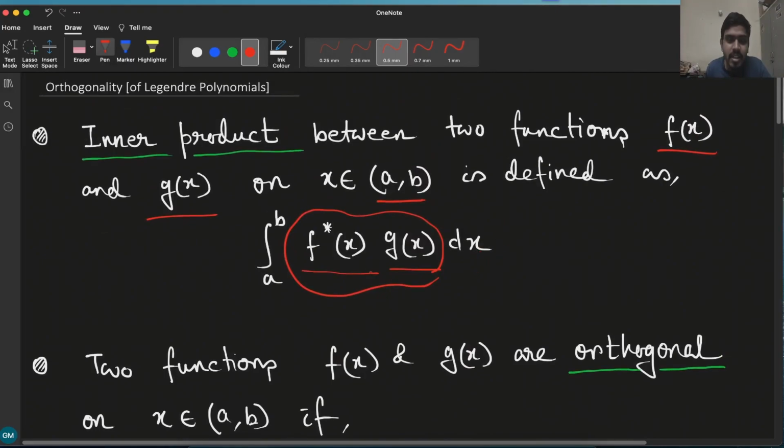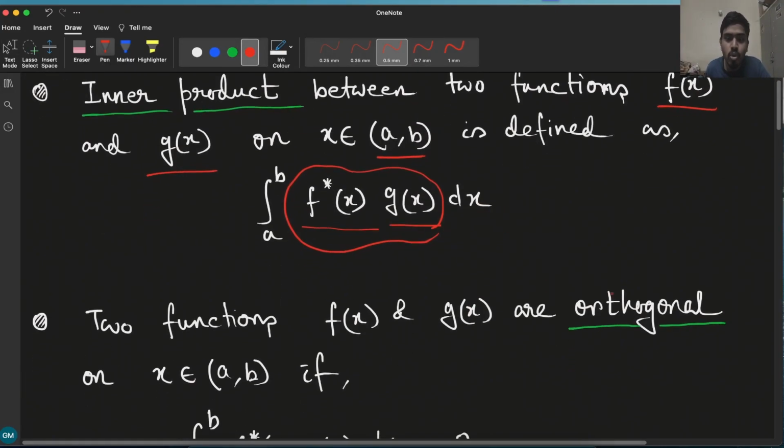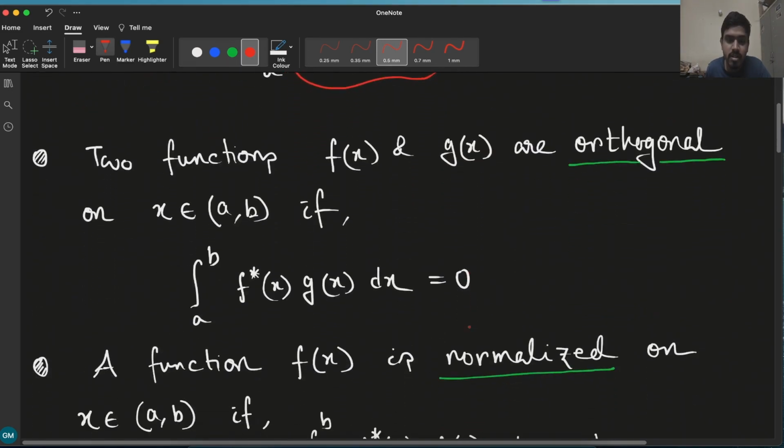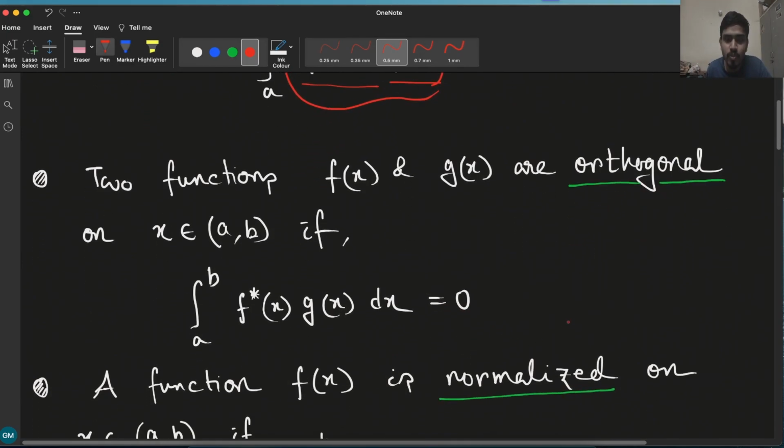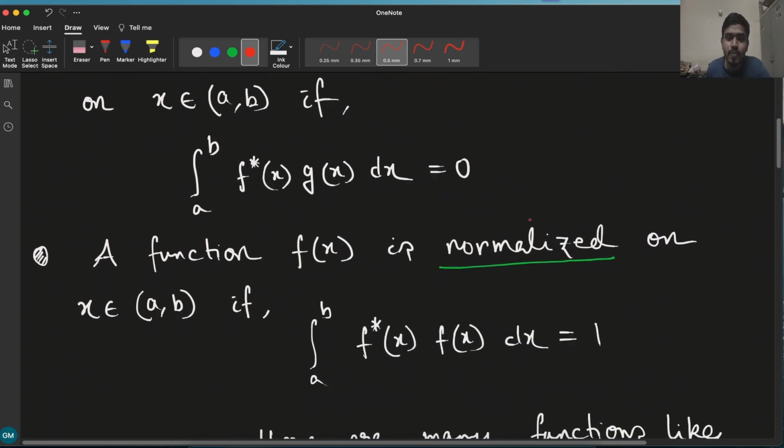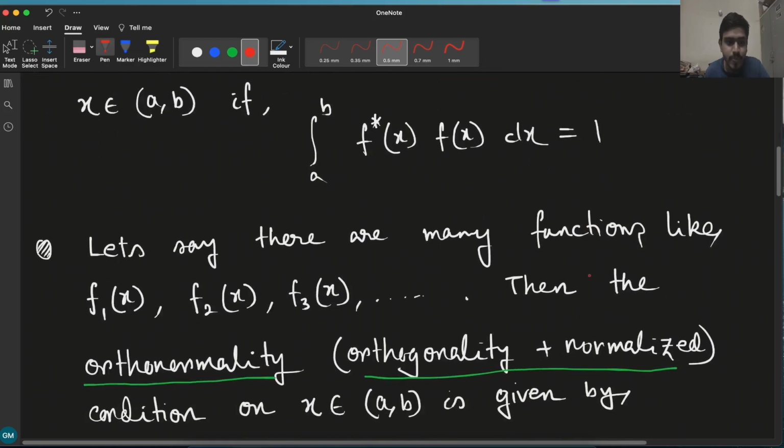As the inner product is defined like this, the orthogonality between two functions is stated as this inner product being 0. When this inner product becomes 0, we will call f(x) and g(x) orthogonal. Similarly, when the inner product of a function with itself becomes 1, in that case we will call the function set normalized. So it's similar to a Cartesian vector having a length 1. In that case the inner product with itself will be 1. Those are the unit vectors basically.